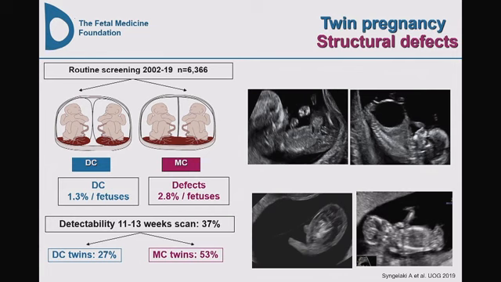And are there any more common structural defects that are related to twin pregnancy? And the answer is yes. In dichorionic twins, the prevalence of structural defects is 1.3%, whereas in monochorionic twins it's a little bit higher, and this is mainly because there are specific defects related to monochorionic twins, such as TRAP sequence or conjoined twin pregnancy, but the detectability of defects is the same as in a singleton pregnancy at the 11 to 13 weeks scan.